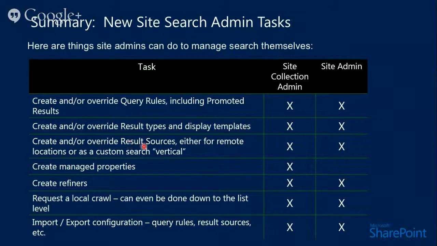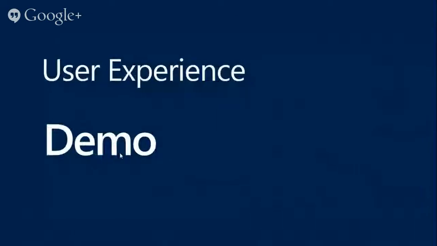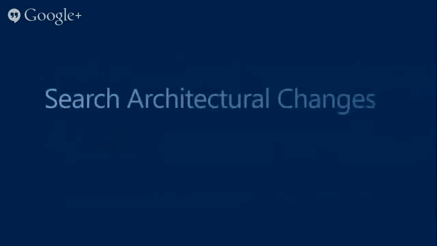So create or override result sources either for remote locations or custom search. So we checked that option, how to add a new result source. We also saw how to override result types and display templates. We didn't see exactly how to override them, but we saw the display templates and what all the three components or the three types of templates which will show better search results. And we also saw query rules. Now this is the demo which we had already, the user experience demo.